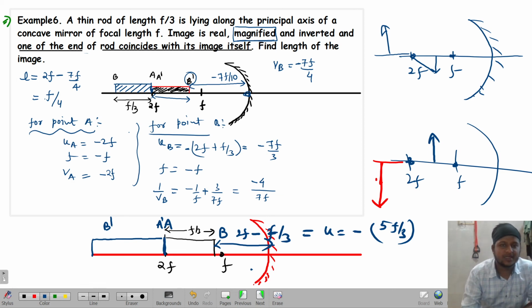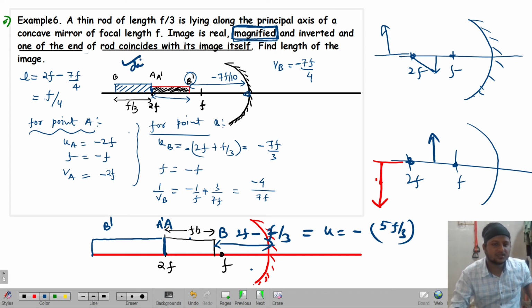Okay, so here you have to be a little bit cautious. It is written magnified. So if it is written magnified, the image properties will just change, just the opposite of it. If it is diminished, this is the case for the diminished one. This is the case for the magnified one. Got it or not?